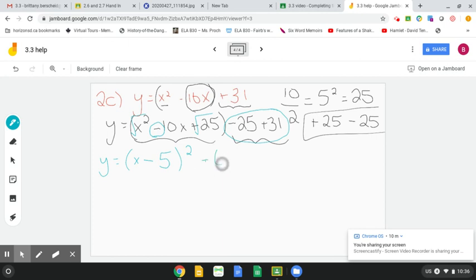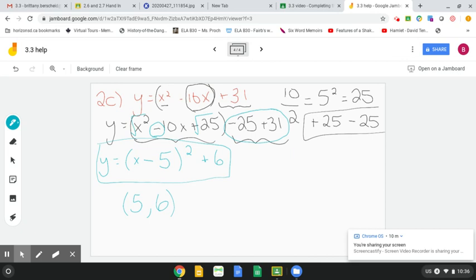So plus 6. Okay? And that's it. That's your vertex form, right? Vertex would be 5, 6. Switch the sign of P, keep the sign of Q. Okay?